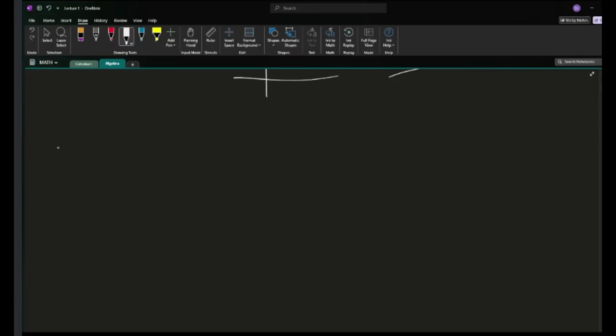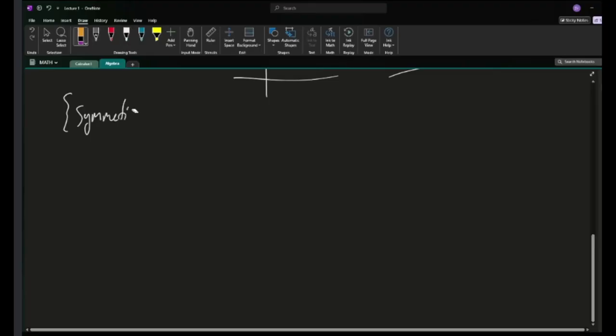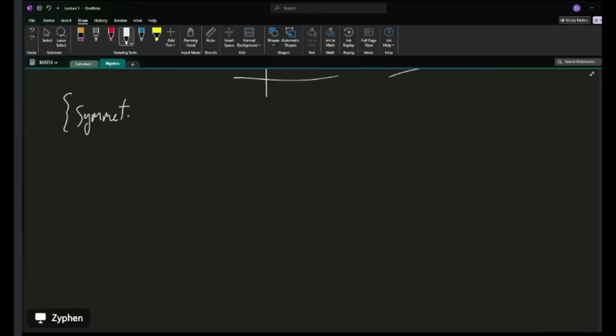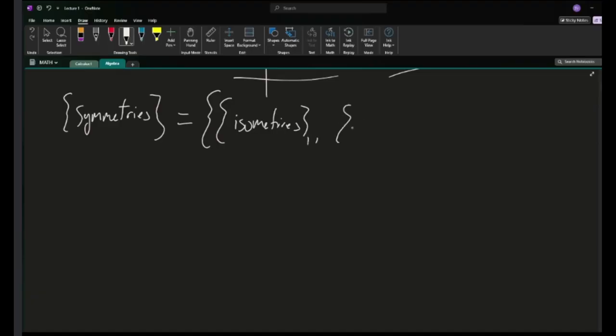And in fact, the set of isometries, or the set of symmetries, is literally equivalent to all the different subsets of the isometries themselves. Isometry 1 and then isometry 2.